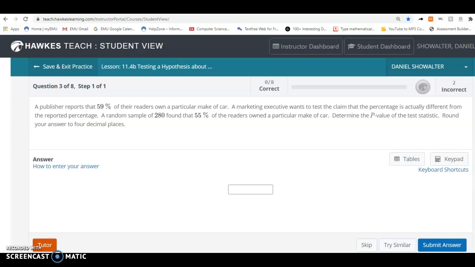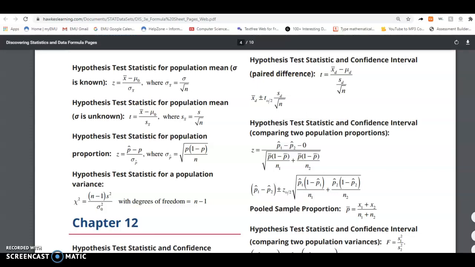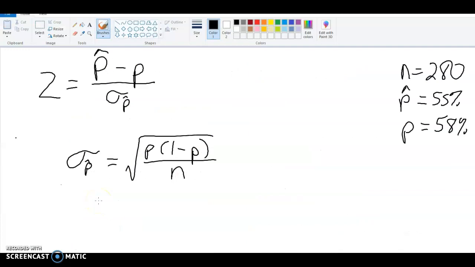So if we go ahead and take a look at the formula sheet here, notice that we have the formula for population proportion, and that would be our sample proportion minus population proportion over this. So let's set these formulas up real quick. Okay, so we'll get these two formulas. We need to solve for our standard error here first.